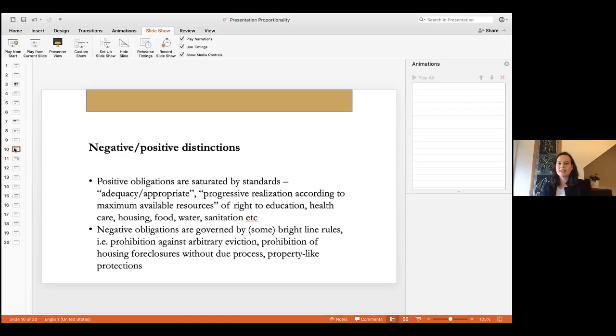The negative obligations aren't saturated by standards to the same degree. We see obligations on the state to restrain itself from, for example, arbitrary eviction or from permitting housing foreclosures without due process. These are very property-like protections. And I don't want to say that resources aren't implicated in negative obligations, although the court itself doesn't appear to be assessing different resources and costs. The contravention of negative obligations can represent a huge windfall for the state. There can be incredible resources on the line when it engages in this kind of activity, which the court would be preventing in enforcing an economic and social right against it.